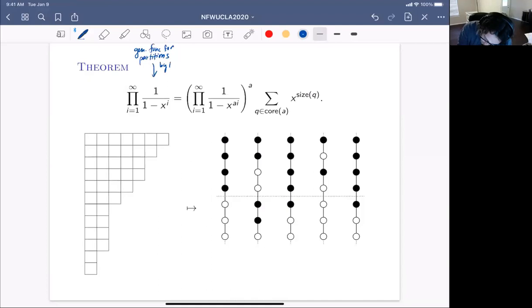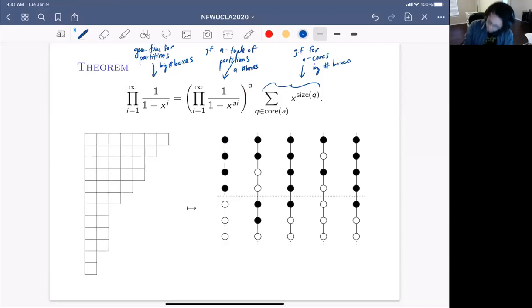Okay. So far, so good, right? Everyone's good on that. So on this side, since there's this A here to the eighth power, this looks like an A-tuple of partitions, and again weighted by number of boxes, but this time A times the number of boxes. And finally, this last piece right here is the generating function for A-cores by the number of boxes.